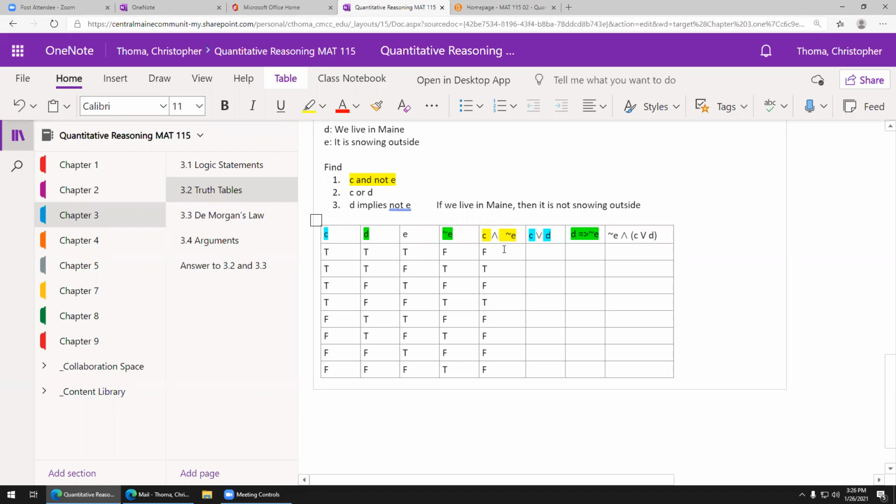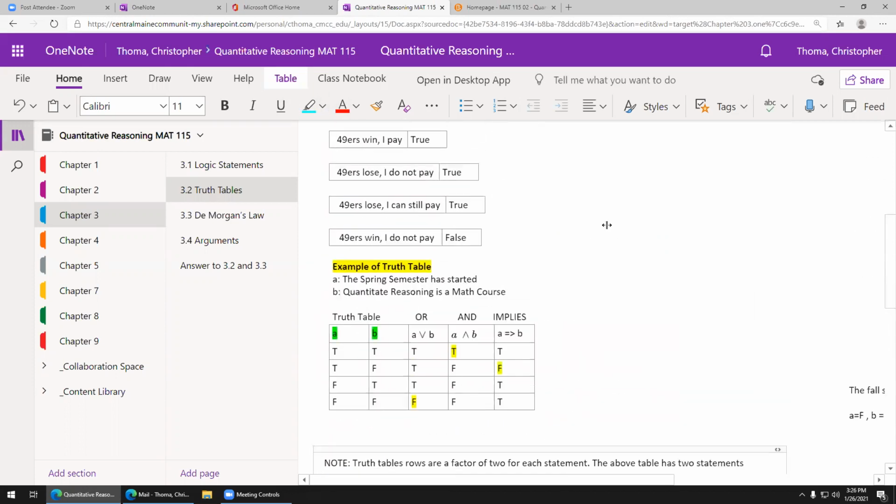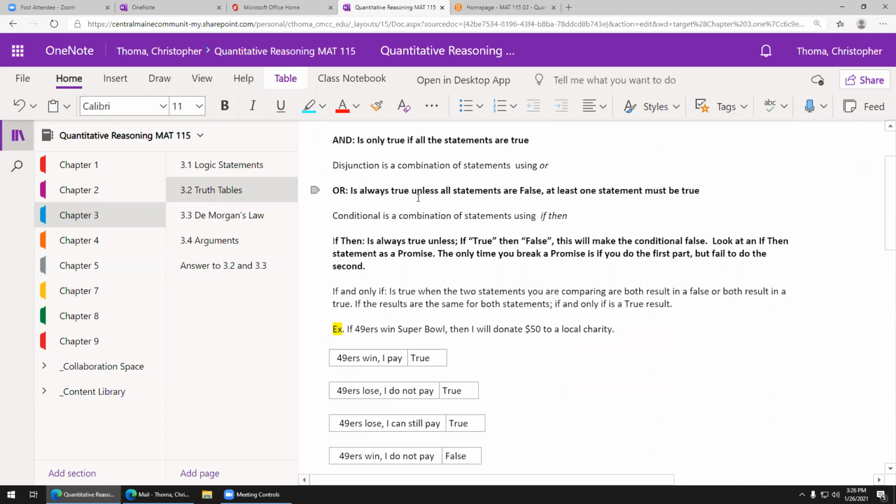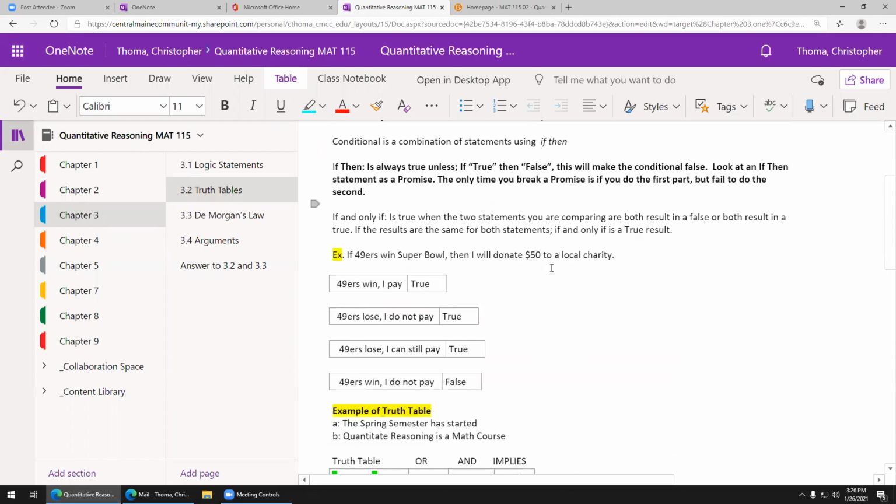Questions before we go into the next one? All right, now I'll do the second one, which is C or D. It looks like I highlighted that in blue, so I'll highlight that one blue to show that those are the answers in that one. If we come back here to the top, or is always true unless all statements are false. So the only one I care about this time is if they're both false, then I get a false. Other than that, it's always true, right?